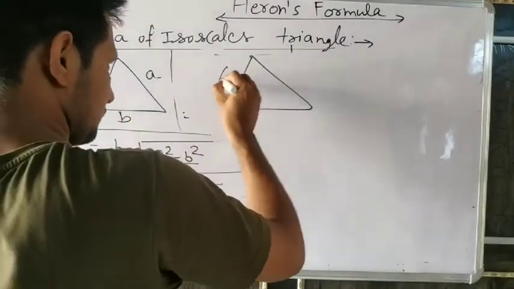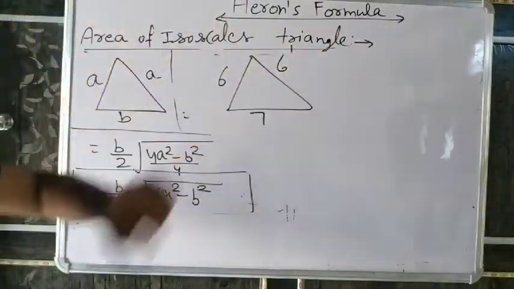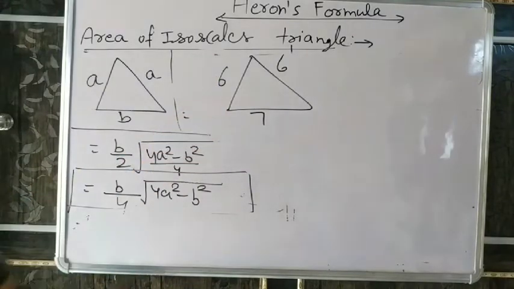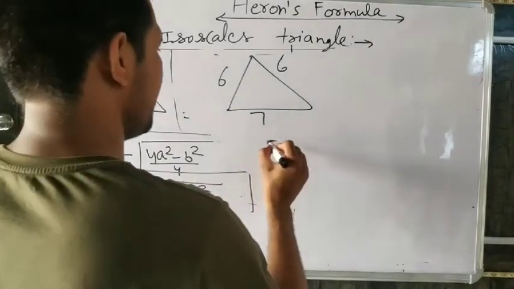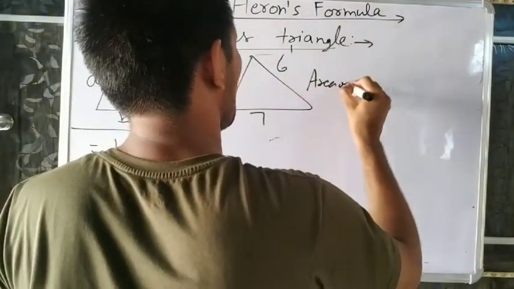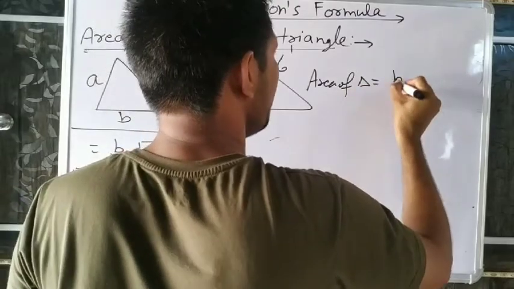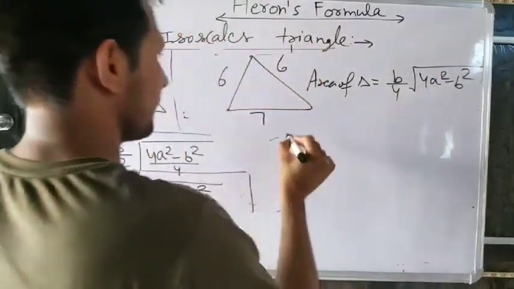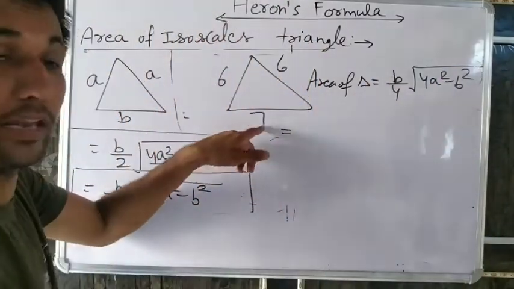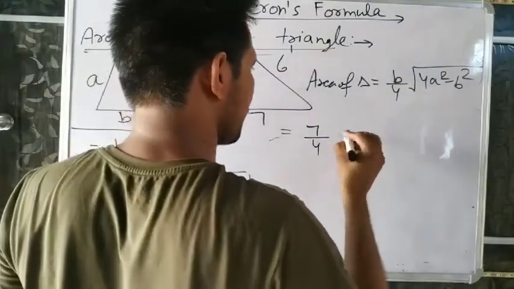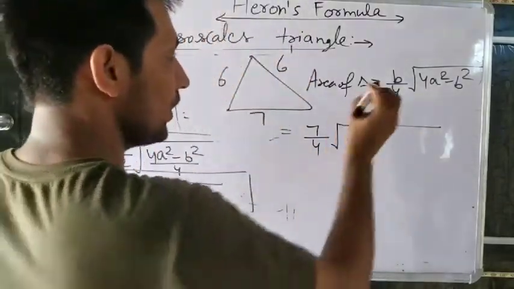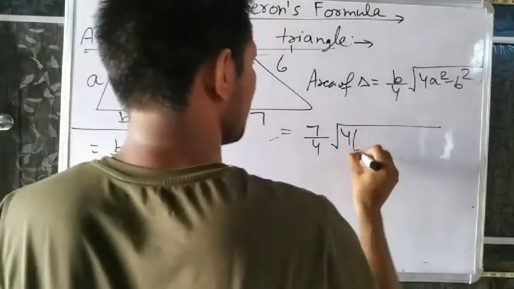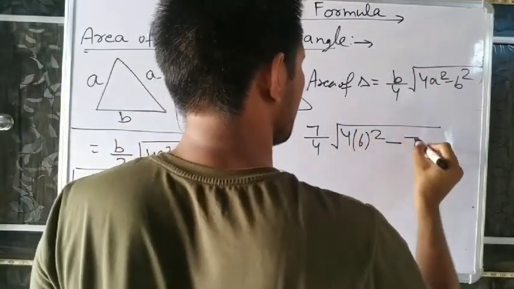Suppose 6, 6, 6. Find the area of an isosceles triangle whose sides are 6, 6 and whose base is 7, and each of the equal sides is 6. So we are finding the area. What is the area of a triangle? b divided by 4 under the root 4a square minus b square. Here b is the base, the unequal side. So 7 divided by 4 under the root 4 a square, a is 6 square, minus b square, 7 square.